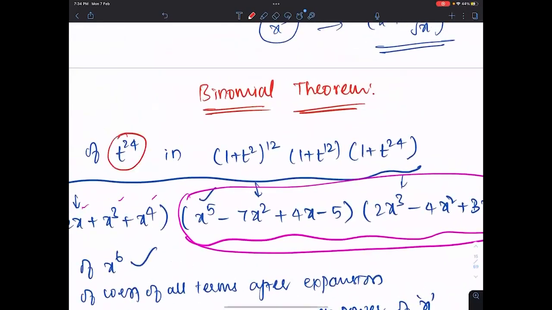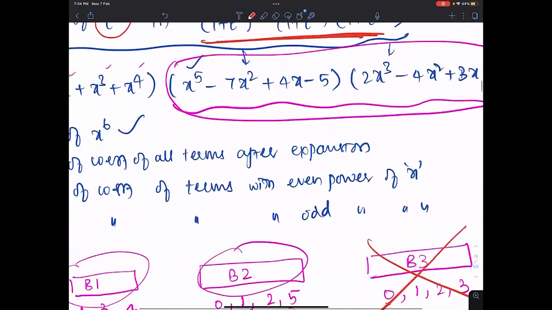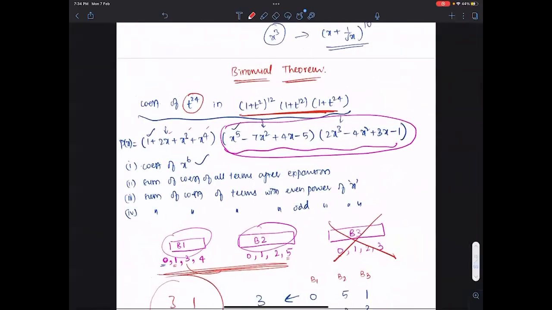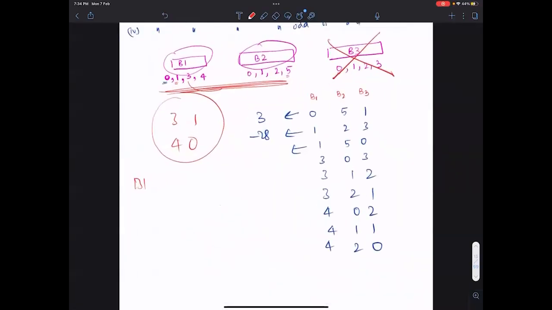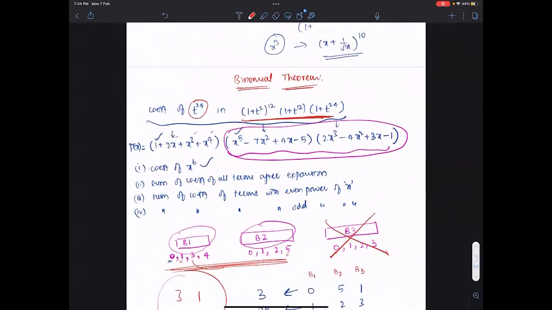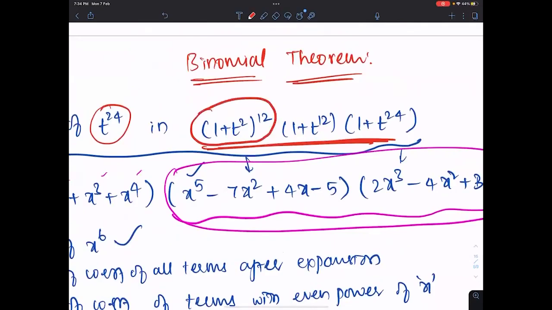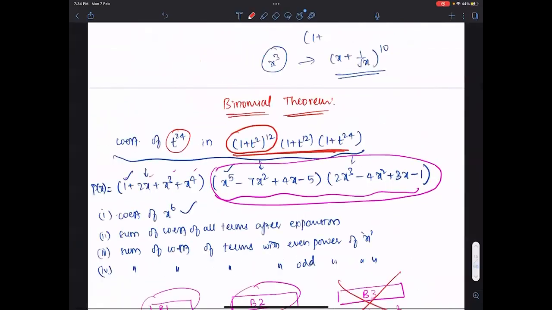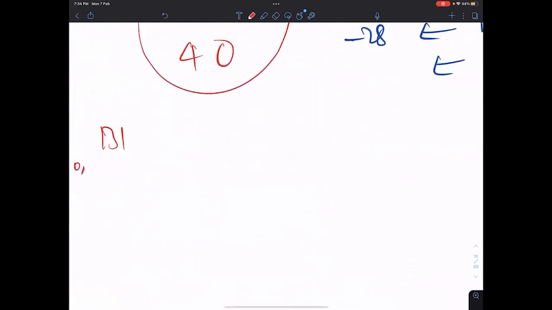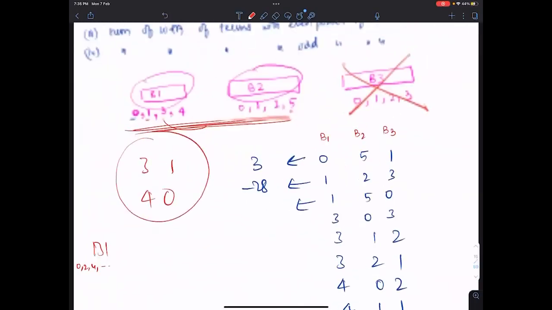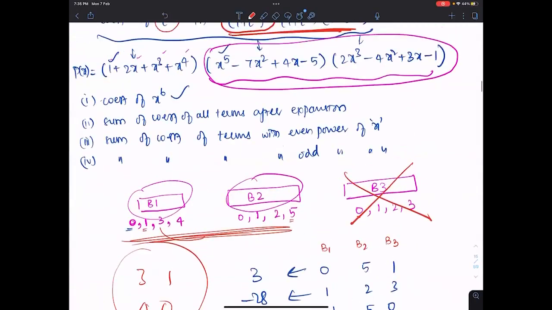Coefficient of t power 24 in this. Okay. So first basket, what is it? What are the powers of t which are there? So the powers of t, basket 1, in this expansion, you know that every power will be even. So what are the powers which are there? That is 0, 2, 4, so on till what will be the highest power of t? 24. So 24 will be there.